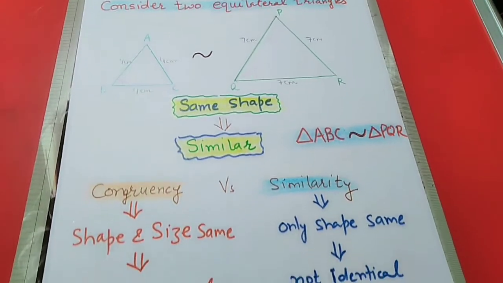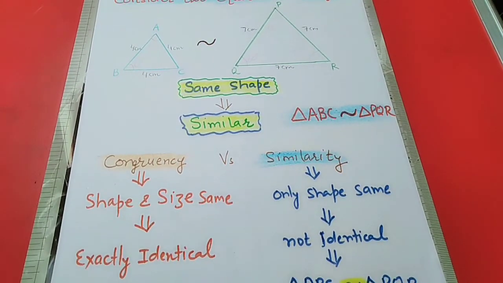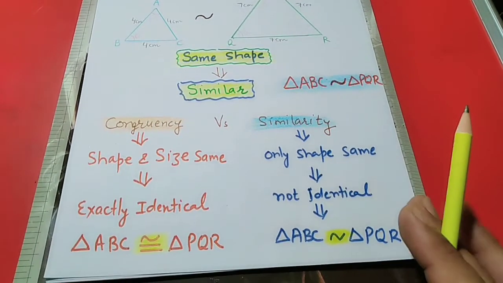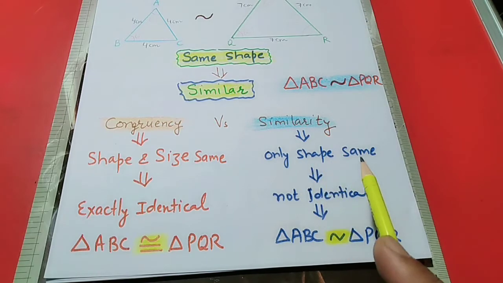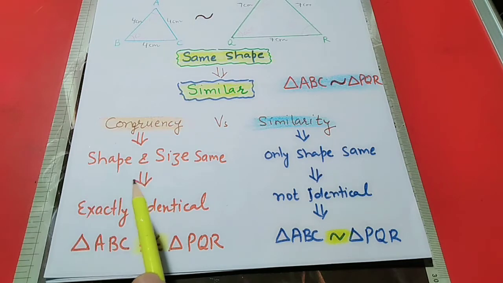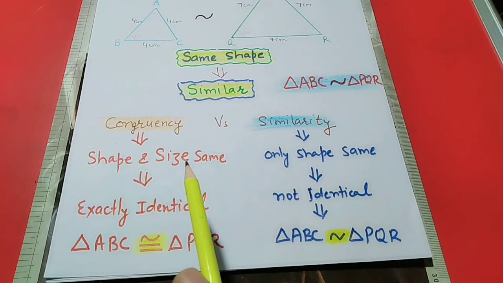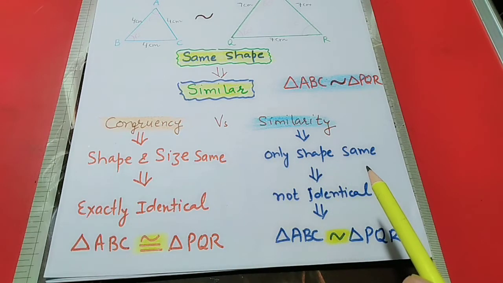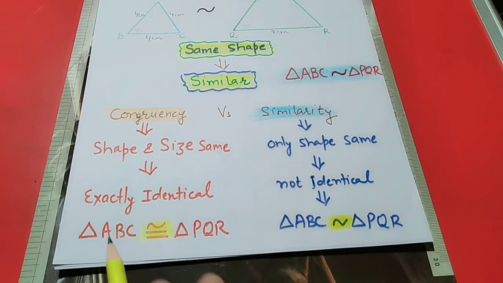Now, what do we mean by congruency? Congruency versus similarity. In similarity, you studied that only shape is the same, but in congruency, shape and size both are the same. It means congruent figures are exactly identical. Their shape as well as size are equal. But in similarity only shape is the same. So we can say, how do we represent congruency? Triangle ABC is congruent to triangle PQR.